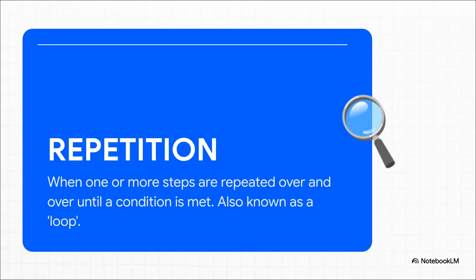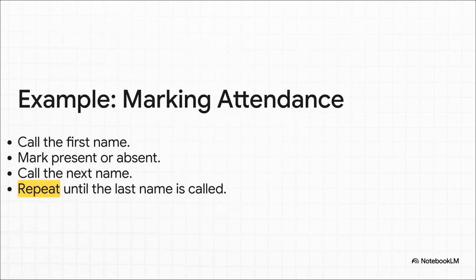And our third and final move is repetition. You'll often hear programmers call this a loop. This is when you do something over and over and over again until a specific condition tells you it's time to stop. Just think about a teacher taking attendance in class. They call the first name, mark it, call the next name, mark it, and they repeat that same exact process for every single student until they get to the last name on the list. That everyday task, that's a perfect real-world example of a loop.